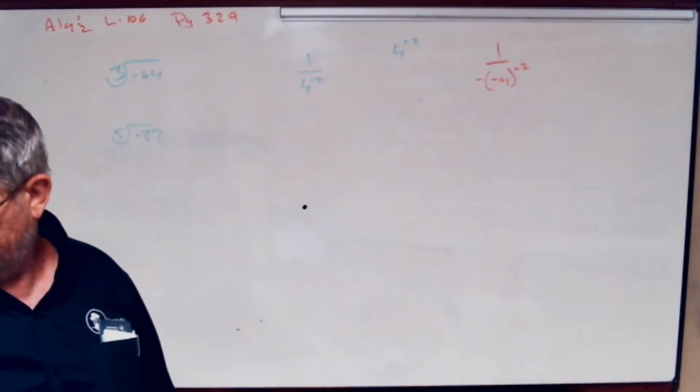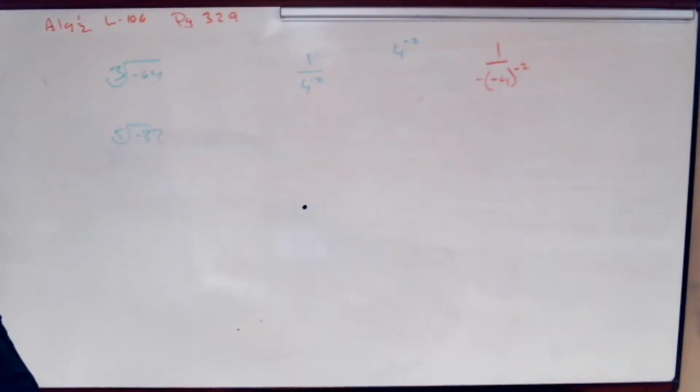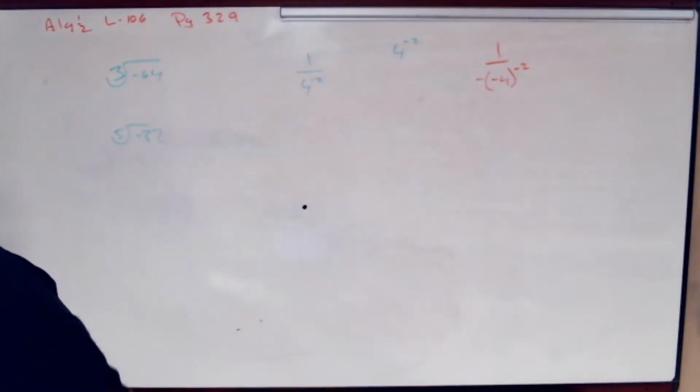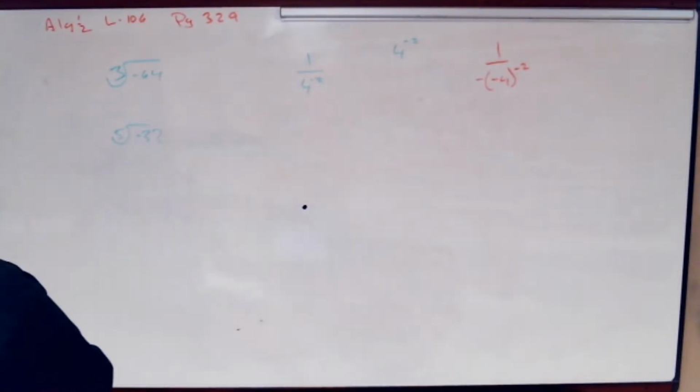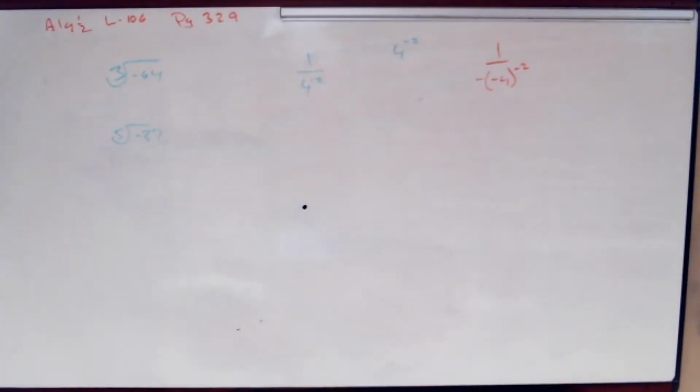All right. Lesson 106, Algebra 1 halfers, page 329. A couple of different things here. We're going to have some negatives in different places. Okay, number one is roots of negative numbers.